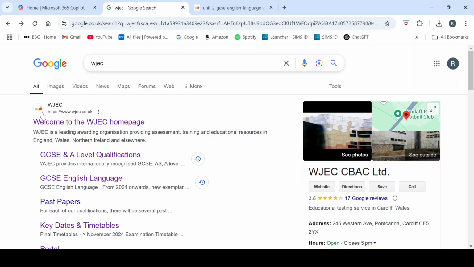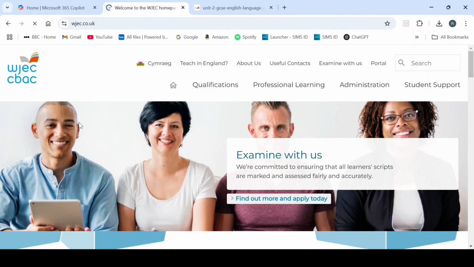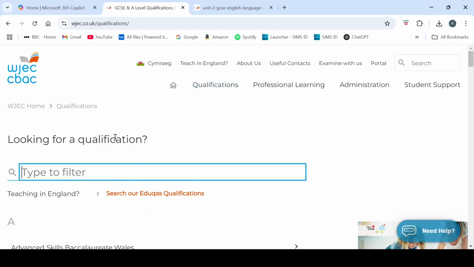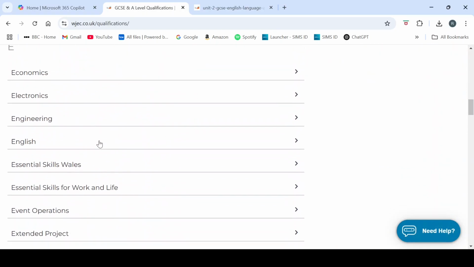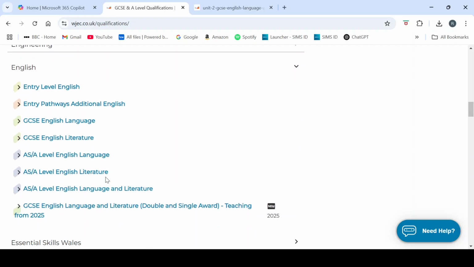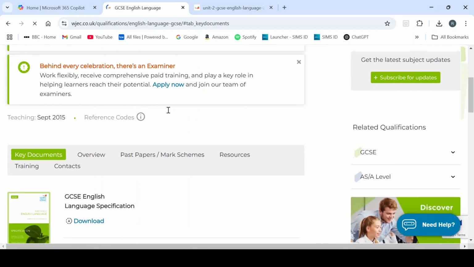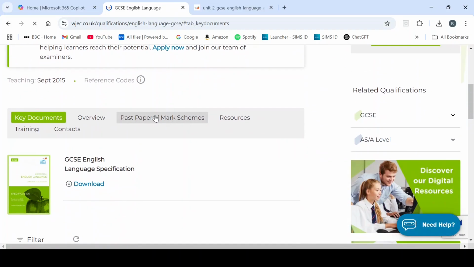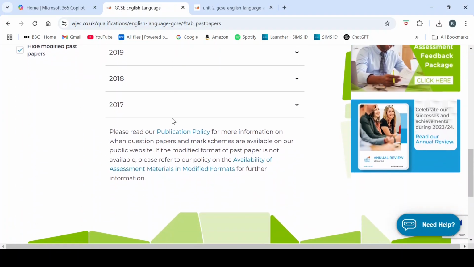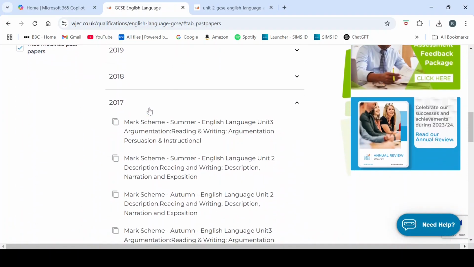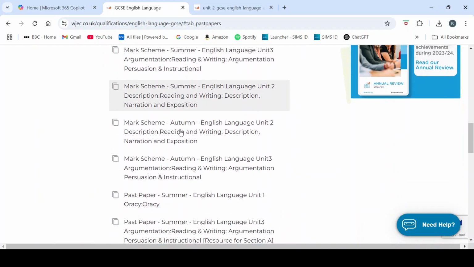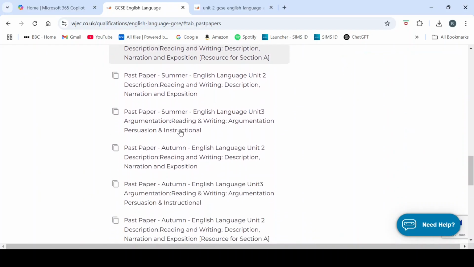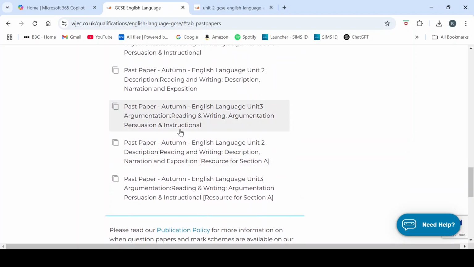Okay, so you Google WJEC, go to the home page, go to qualifications and scroll down for English. Make sure you're picking the right one because there's a whole load of other subjects on here. So you're looking for GCSE English Language. Scroll down a little bit more, get to past papers and mark schemes. In this case, we're looking for 2017. Loads of options here. Just have to be patient. You're looking towards the bottom of that list.